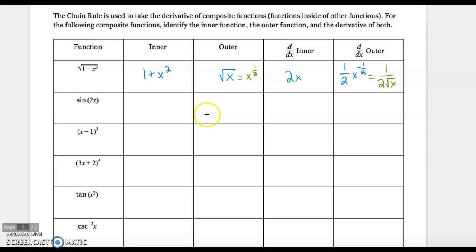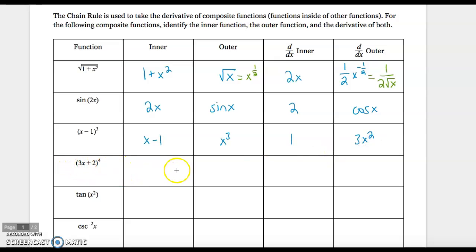So if you want to pause and go ahead and do the rest of them, feel free, or you can follow along with me. Your inner function is 2x for this one. Your outer function is sine. Derivative of the inner function is 2. Derivative of the outer function is cosine. Inner function is x minus 1. Outer function is x cubed. The derivative of your inner function would just be 1. Derivative of your outer function would be 3x squared.